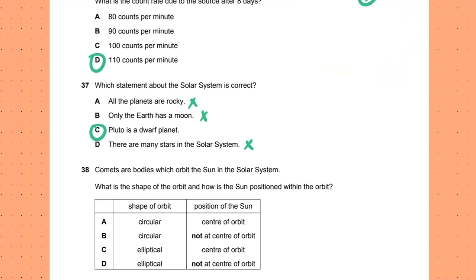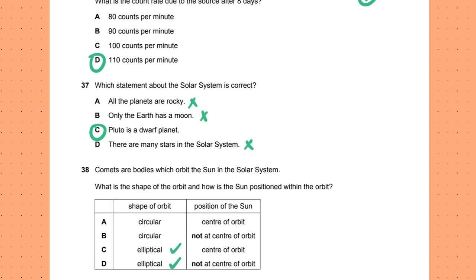38. Comets are bodies which orbit the sun in the solar system. What is the shape of the orbit and how is the sun positioned within the orbit? So comets are there. I taught you guys some differences between comets and asteroids. There are some differences in terms of their structures, in terms of their orbits and shapes and their frequency of orbit. So the most important thing is that they do have elliptical orbits.